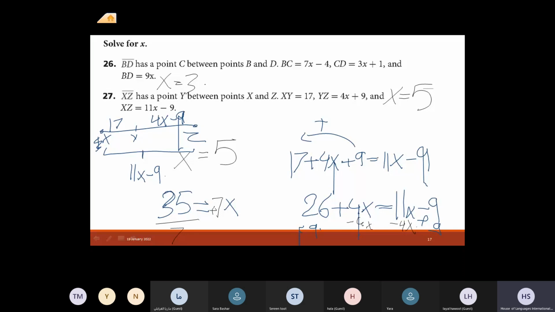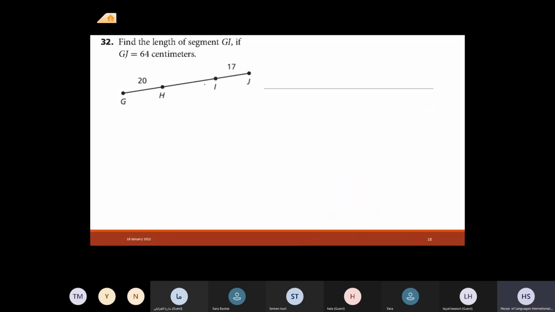Is it clear? I want to solve the next one before we finish. Not 28, no, 32. Yalla, girls. 32. Find the length of the segment GI.